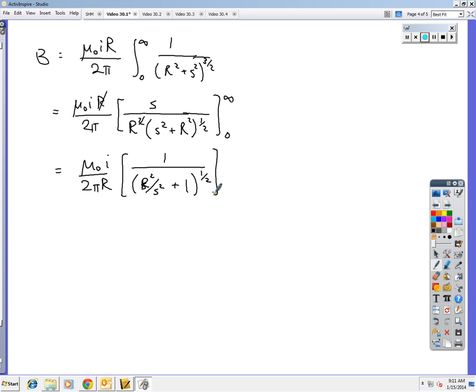And I've taken that factor of r out front of the parentheses. When you evaluate this at infinity, that just equals 1, because this little fraction is 0, and so you get 1 over 1, which is 1. And when you evaluate it at 0, it ends up being 0. And the result is the magnetic field of a long straight wire is mu naught I over 2 pi r, with direction given by the right-hand rule, as we showed earlier.